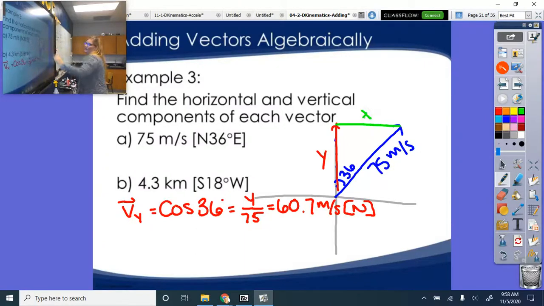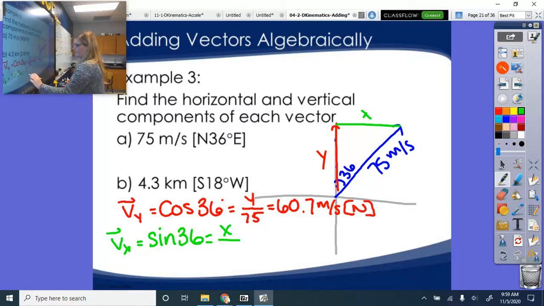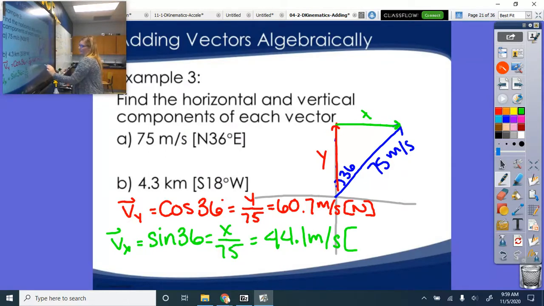So then let's go and solve for the x. So my vector in my x direction, I'm going to try to only use the numbers that they provided me so I can make sure I get at least one part of the problem right. So I'm going to have sine of 36 equals my x component divided by 75. So sine of 36 times 75 is 44.1 meters per second, because I'm carrying the units from my original vector, and this guy is heading east. So those are my two components that I have for that first problem.